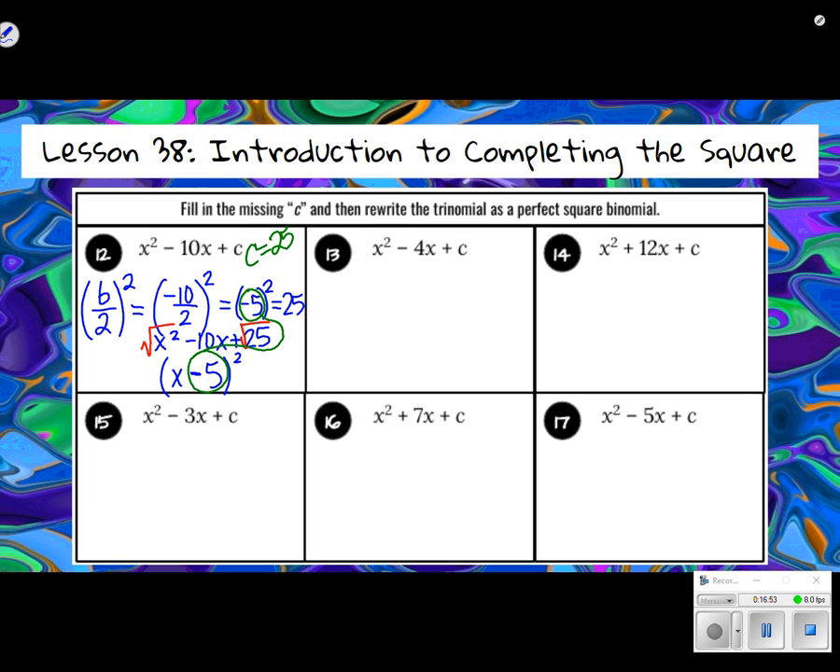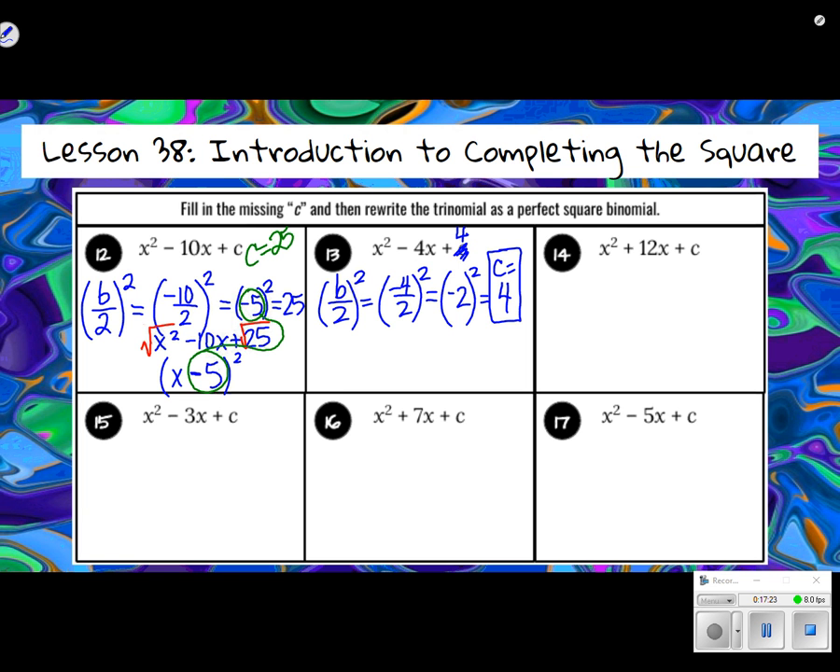So let's look at number 13. We're going to do b divided by 2, and we're going to square it. So what's our b value? The b value is negative 4, divided by 2, squared. Negative 4 divided by 2 is negative 2. Negative 2 squared is 4. So c equals 4. There, I labeled it this time. All right, so that means we can even mark this out here, we can put a 4 there.